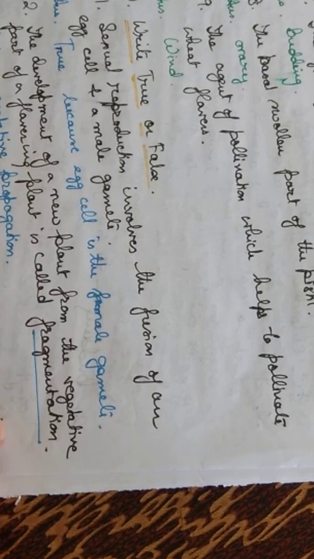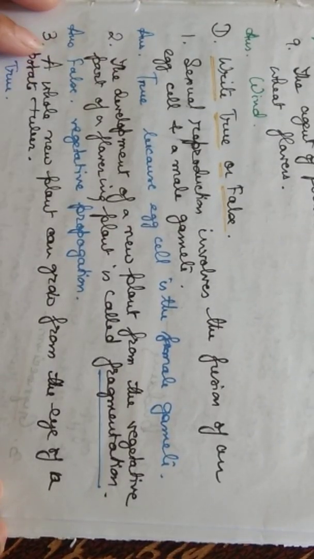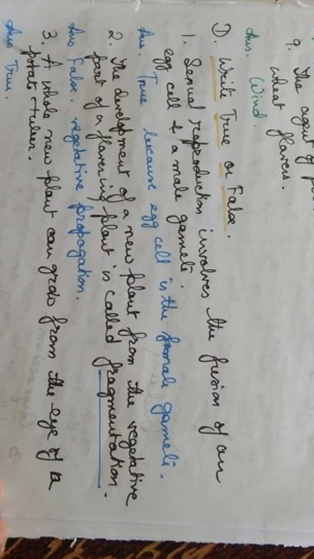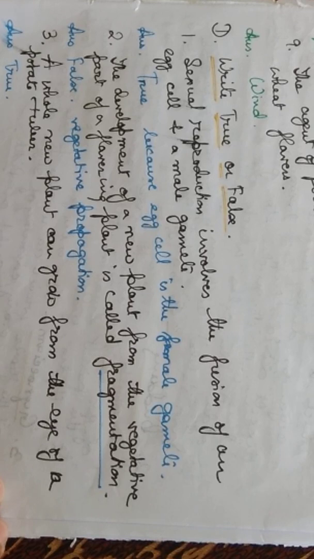Next we come to write true or false. Okay. So sexual reproduction involves the fusion of an egg cell and a male gamete. That is true, because the egg cell is the female gamete and the male gamete is the pollen grain, as I told you. So the male gamete fuses with the female gamete to produce sexual reproduction.